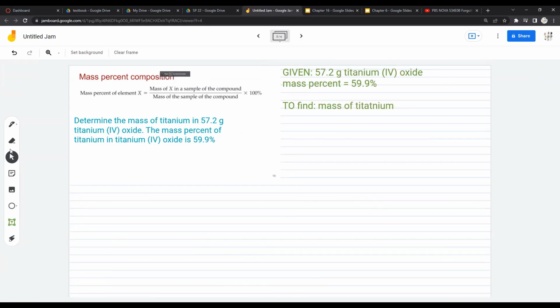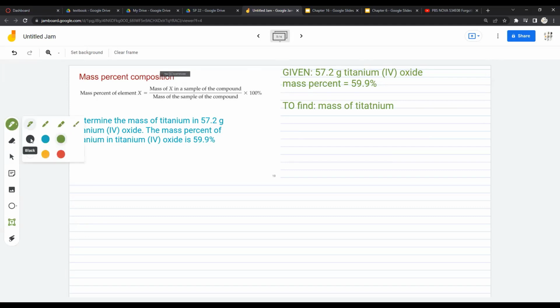All right, so in this particular question, we're asked to find the mass of our titanium. We're given the percentage, 59.9%. We're given the total mass of the sample also. So we have to find this particular thing.